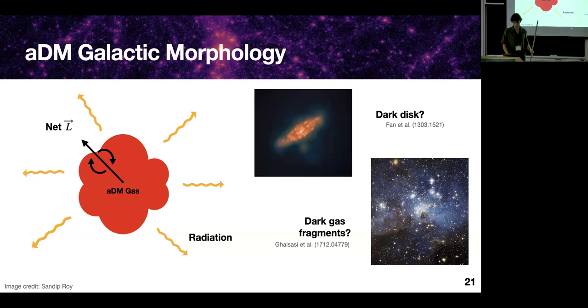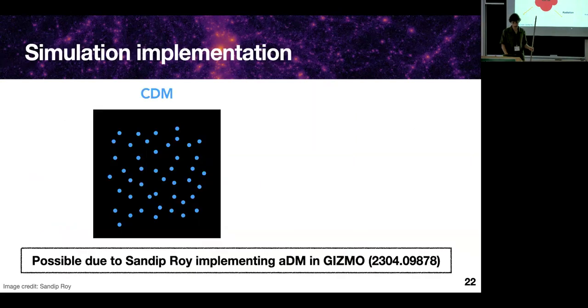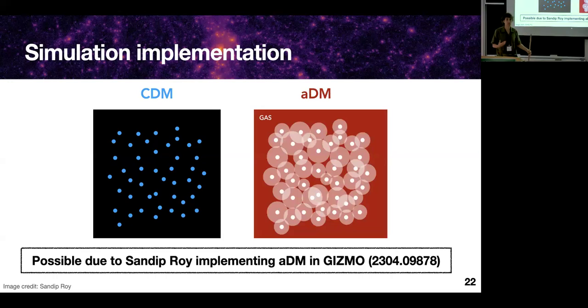And so the collaboration wanted to address that, and this led to the work of primarily Sandeep Roy, implementing ADM in Gizmo. How that was done was essentially, we usually think of CDM in these simulations as just point-like gravitationally interacting particles, but now we can copy over the Standard Model gas and have this subcomponent of ADM as well, with these gas cells that have pressure, volume, temperature.